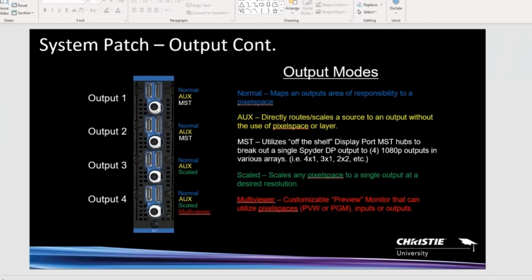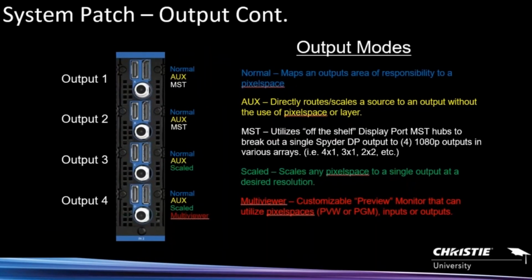Let me toggle to another slide real quick. Remember, outputs have different modes, they have different capabilities. Every output board has 4 outputs, and what those outputs can do depends on which output you're connecting to. So a quick recap of all the different modes. Remember the normal mode, which is where you map an output to a pixel space, just part of an area of responsibility. That mode is available and capable on every output on that board.